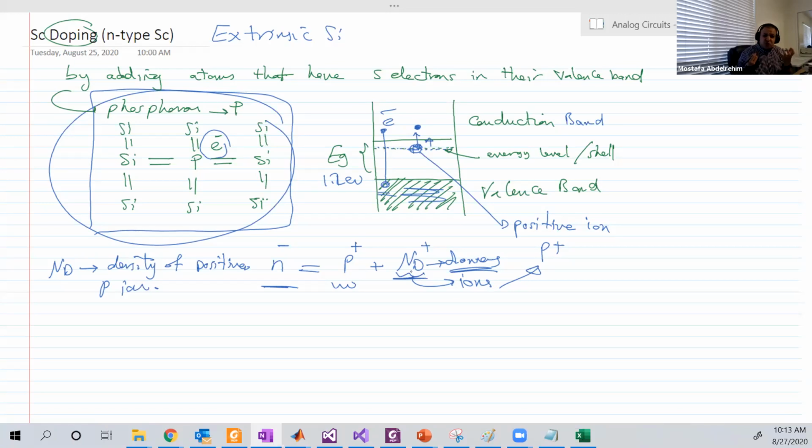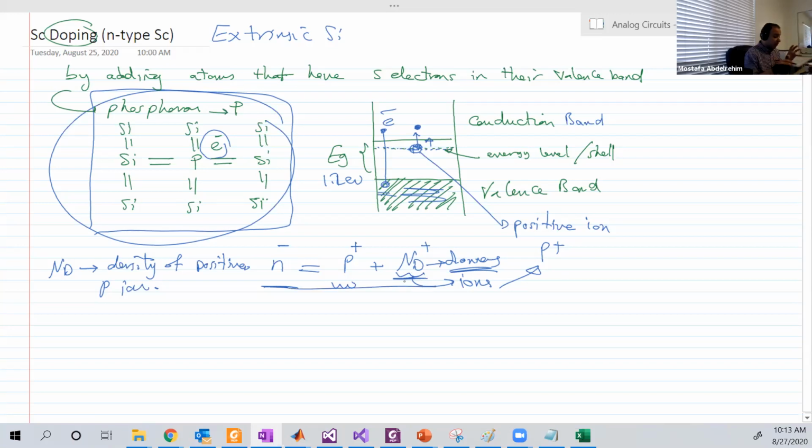And why do these phosphorus atoms have a positive charge? Because each phosphorus atom contributes an electron to the conduction band, and since it loses an electron, it becomes a positive charge. The number of protons is more than the number of electrons. So each phosphorus becomes a positive ion. But they don't contribute to the current. What only contributes to the current is the carrier that can move. Phosphorus ions can't move. They are very heavy. So in total, we have N equal to B plus ND.